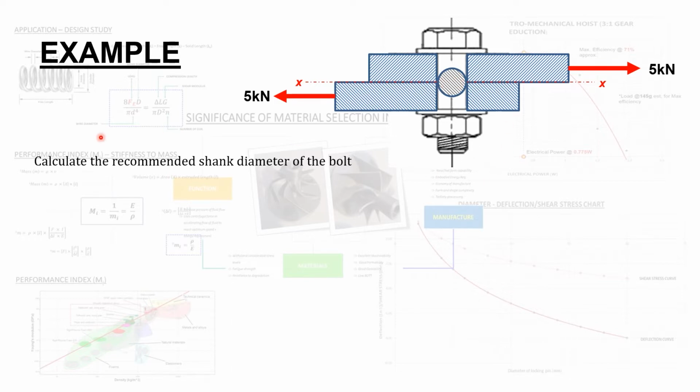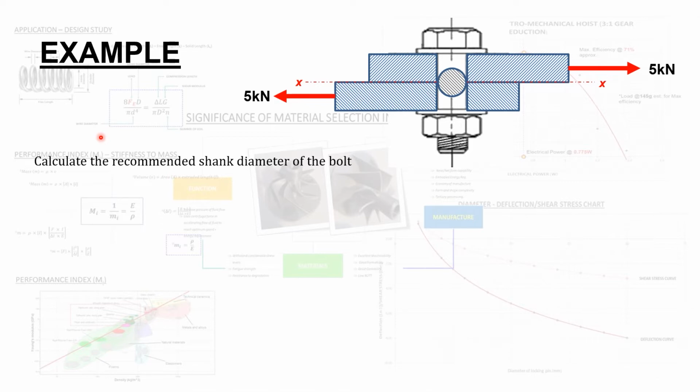Our challenge here is to calculate the minimum shank size of the bolt to clamp these plates together to ensure that there is no eventual failure of the bolt. So what would be the minimum size requirement?